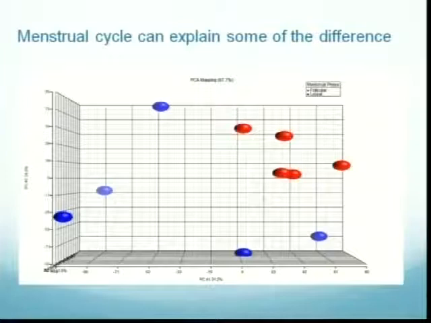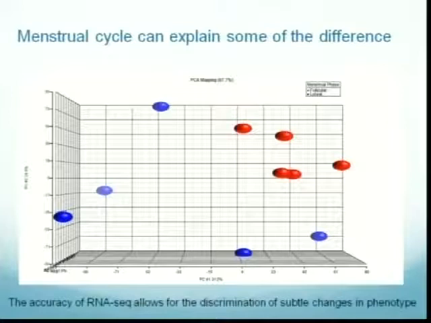So anyway, we saw this nice separation based on menstrual phase. The point I want to make for the teaching of this course is that I think the accuracy of RNA-seq, which I think Yun Long mentioned in the last lecture, is really powerful. This change in phenotype between follicular and luteal in normal breast is actually pretty subtle. When you look at the gene differences, the fold changes are not high, in a lot of cases less than twofold. But RNA-seq has that accurate ability to really separate these subtle changes in phenotype.